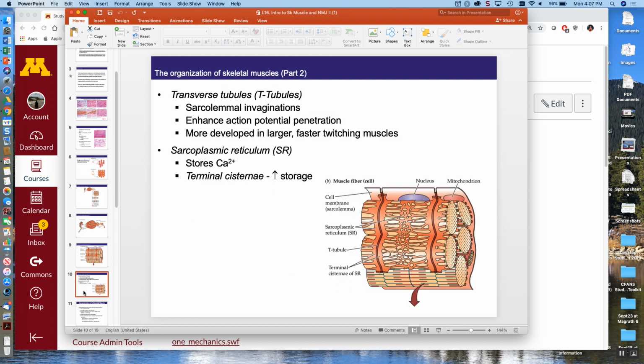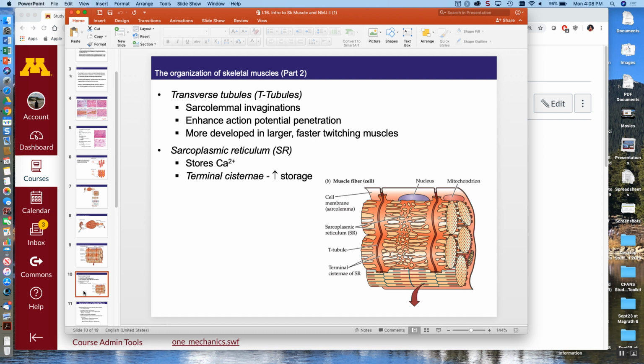But, okay, so the T-tubules are sarcolemmal invaginations. This is part of the plasma membrane, or the sarcolemma. It dives deep into the muscle to make sure that action potentials can travel into that space. So it enhances action potential penetration, and those T-tubules are more developed in larger, faster twitching muscles. Okay? So it's not as developed in the slow oxidative muscles. Remember, fast twitch are the fast glycolytic muscles.